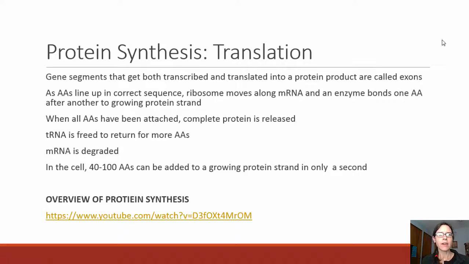So gene segments that get both transcribed and translated are what we call exons. So as amino acids are lining up in the correct sequence on the ribosome, and they're attaching to the mRNA, the ribosome moves along the mRNA and binds the amino acids one after another onto the growing protein strand. And once all of the amino acids have been attached, then the protein is released. tRNAs can be used for building more proteins, and the mRNA is degraded.